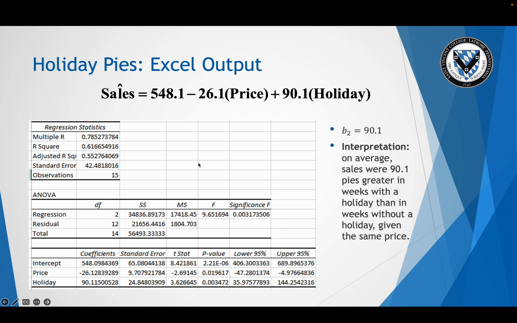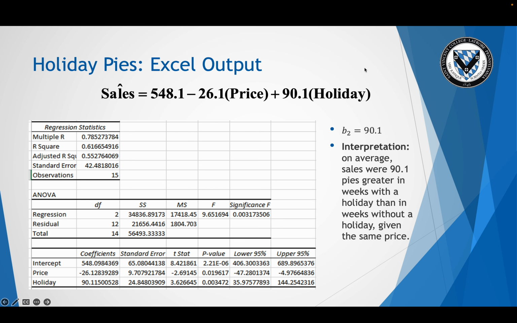So let's just look at output for this. This is just a regression output, and I just want us to get comfortable with interpreting this. So let's just focus our attention on this bottom table. We can see we have coefficients. We have a negative coefficient on price, which makes sense. This is saying if you lower the price, you'll sell more, and that makes sense. And this is saying if it's a holiday, we'll see a jump in sales by about 90. So we can see our estimated equation up here. Sales hat is equal to 548 minus 26 times price plus 90 times holiday.